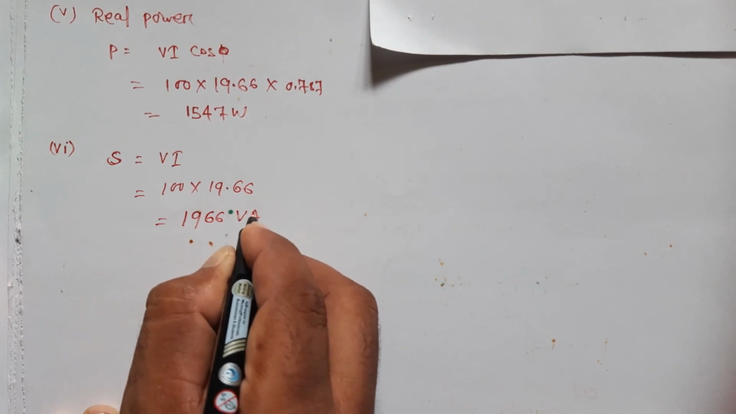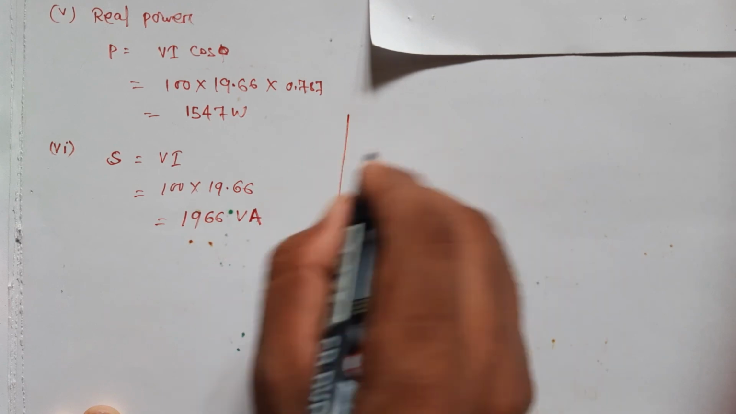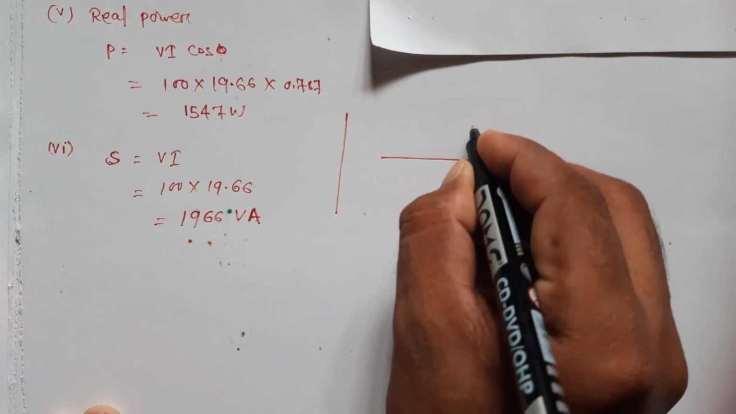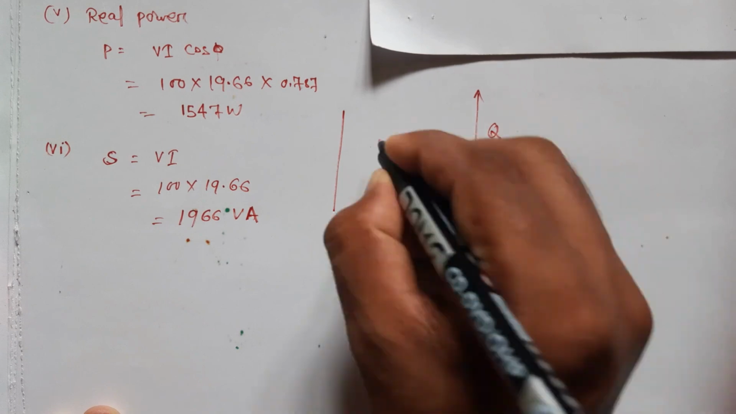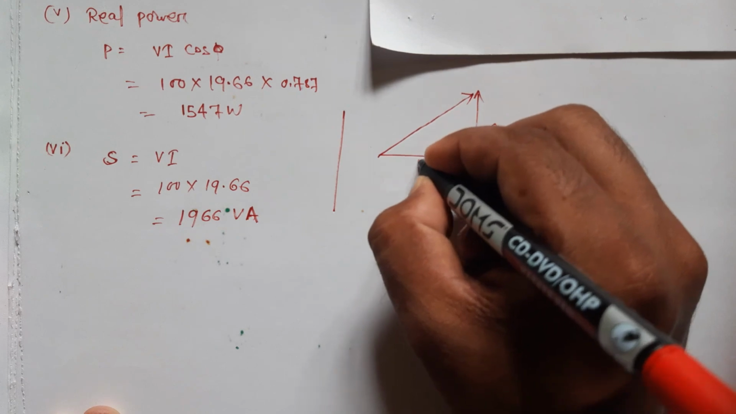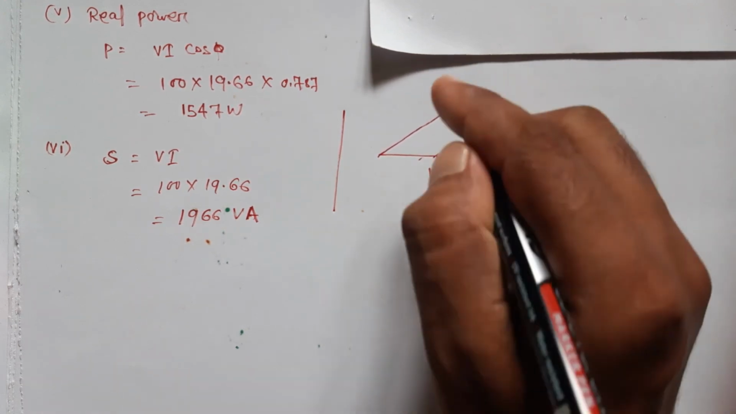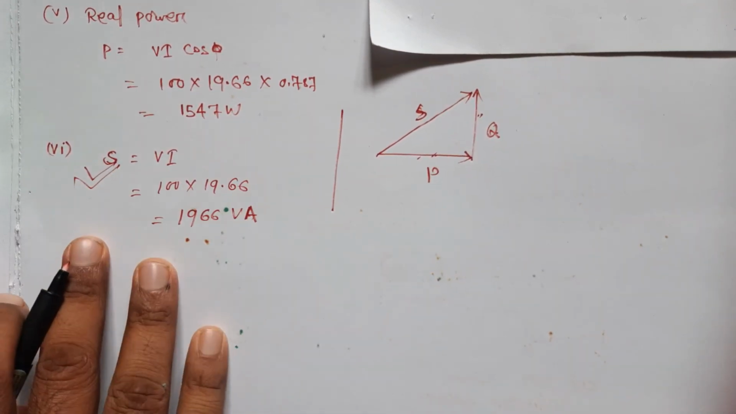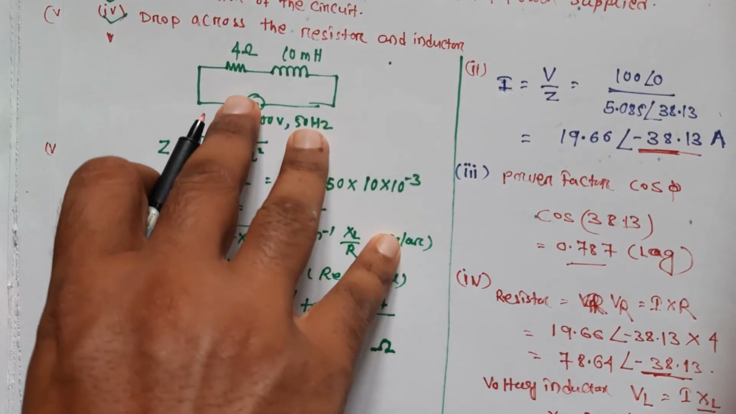This is equal to 1966 VA, volt-ampere. From the phasor diagram, the power triangle, we know that this is the real power P, this is the reactive power Q, and this is the apparent power S. This is the algebraic sum of the real and reactive power. This is all about this question, the RL series circuit.